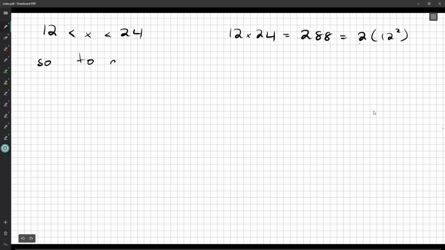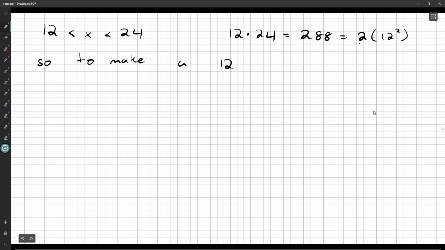So the terms need to increase. So I need x to be between 12 and 24. Now 12 times 24, that's 24 is 2 times 12, so we get 2 times 12 squared. 2 times 144 is 288. Which I guess I'll write as 2 times 12 squared. You know what, I probably should put a dot up here so we don't get confused with the x.